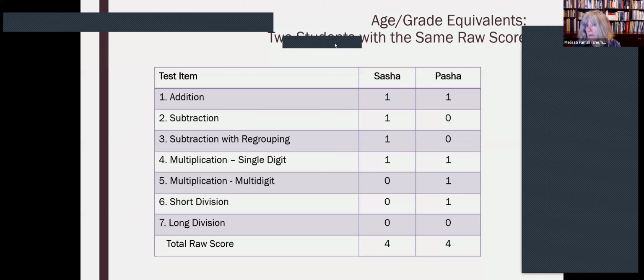But let me show you what that looks like. We have Sasha and Pasha. They each earned a raw score of 4. You can see that, and you're all educators, you know this. Sasha did addition, subtraction with regrouping, and a little bit of multiplication. Pasha did addition, no subtraction, some multiplication, and short division. They both came away with the same raw score, but they have very different instructional needs.